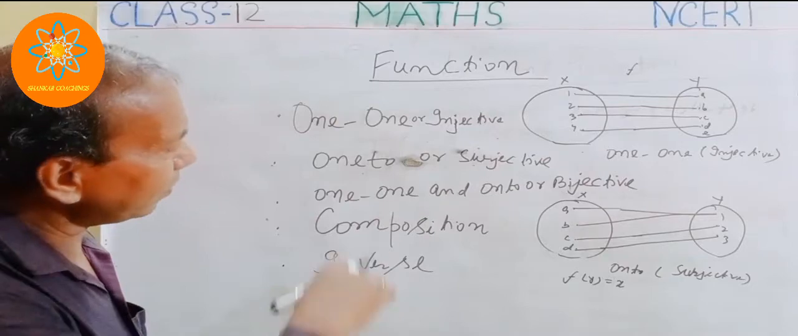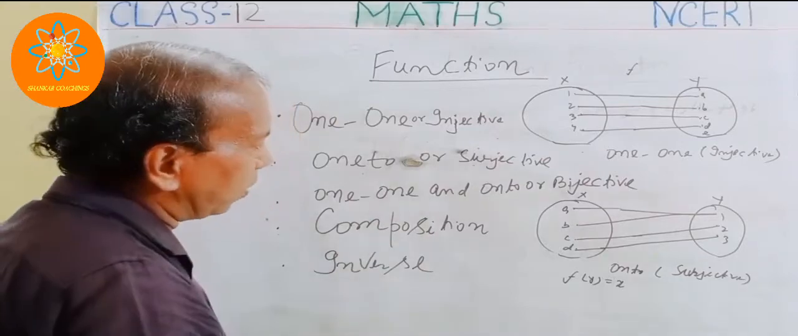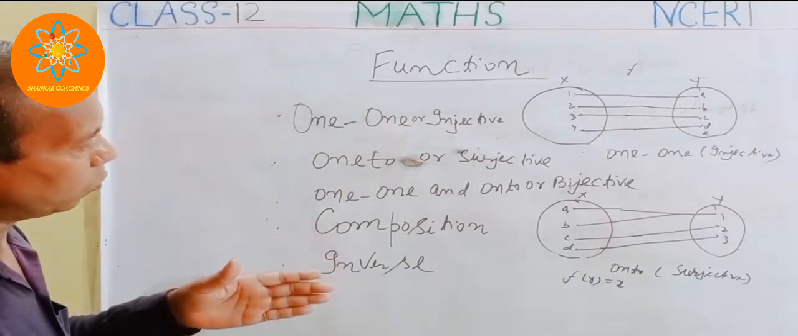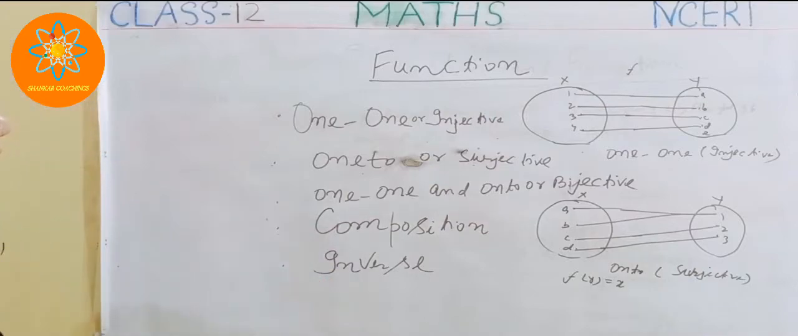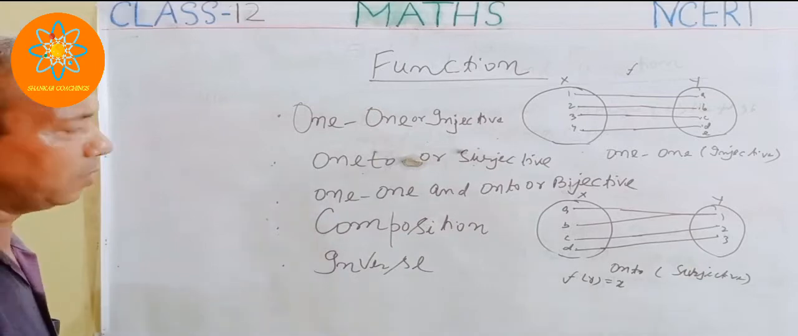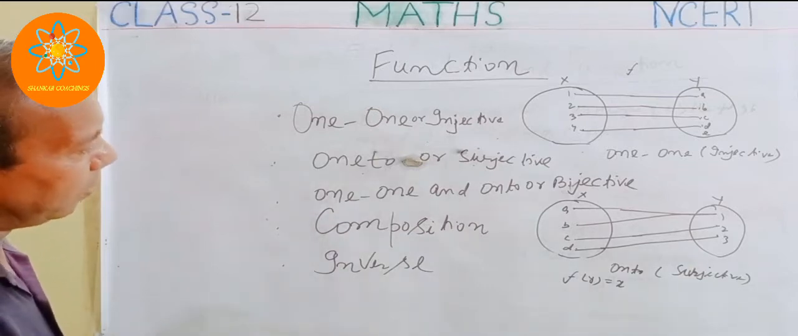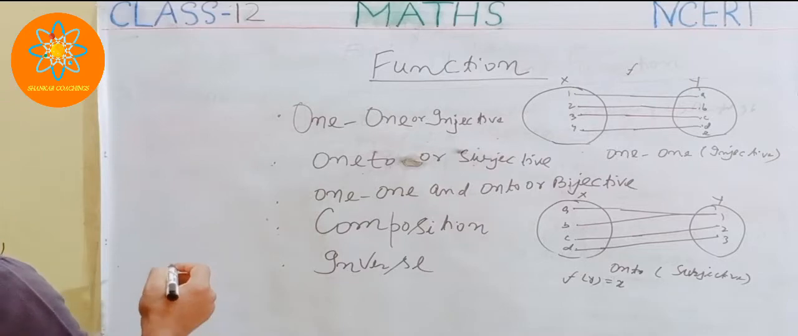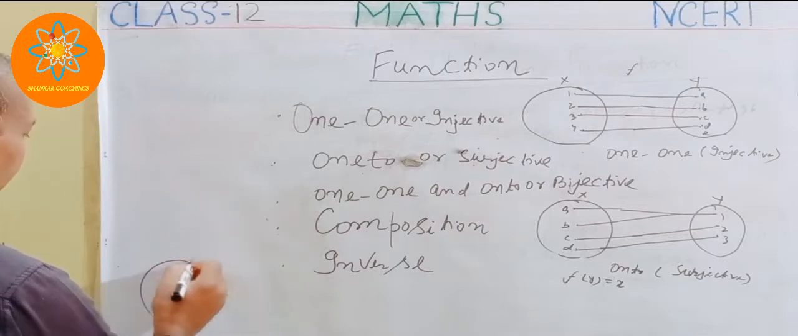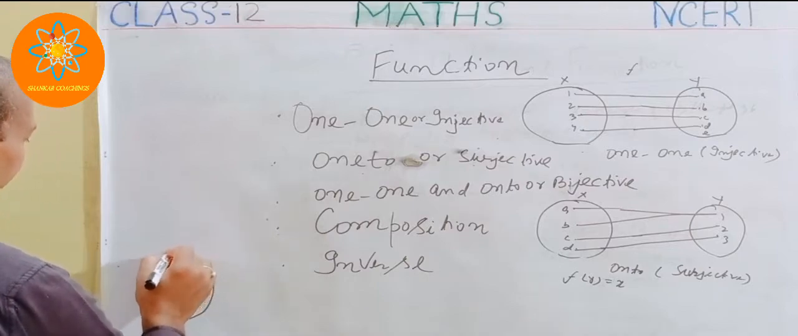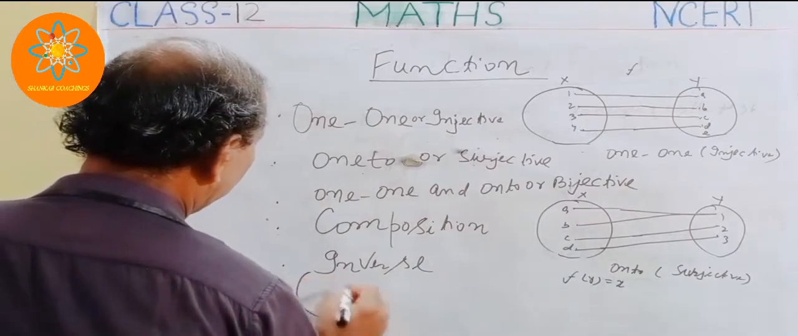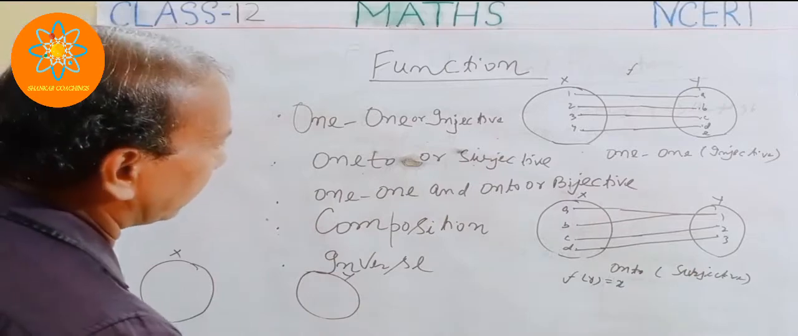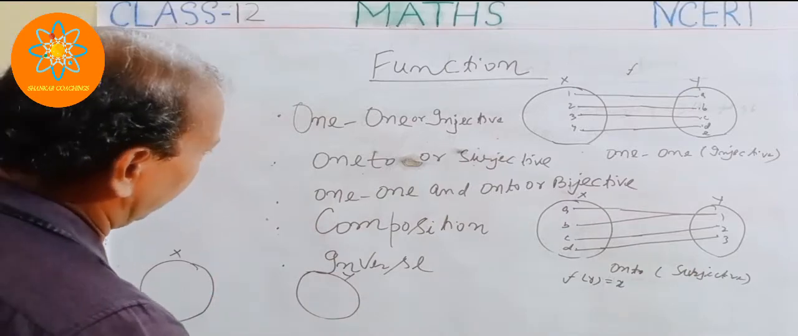Now one more is there. When you combine both, one-one and onto, we call it bijective. So the third one I am taking is the bijective. Suppose one set X is here, and let's suppose another set is Y. I want to find what is one-one and onto both, meaning bijective.